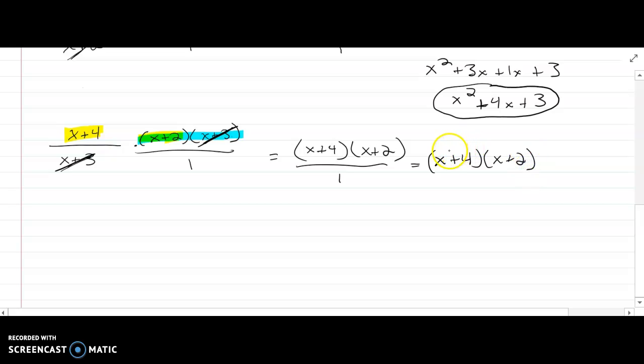Double distribute both of these. We get x squared plus 2x plus 4x plus 8. Combine like terms, we get x squared plus 6x plus 8.